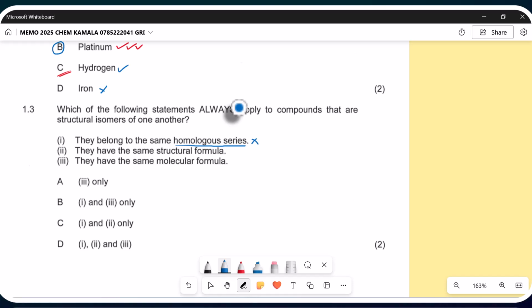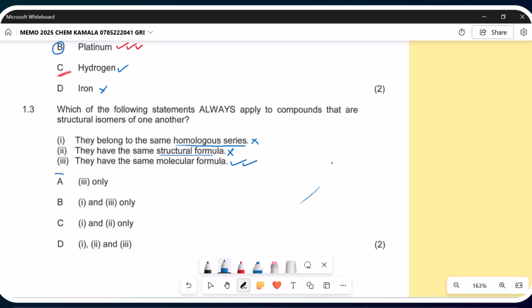We have said that isomers are organic molecules that have the same molecular formula but different structural formulae, so this is not correct as well. And so the best answer is that they have the same molecular formula.